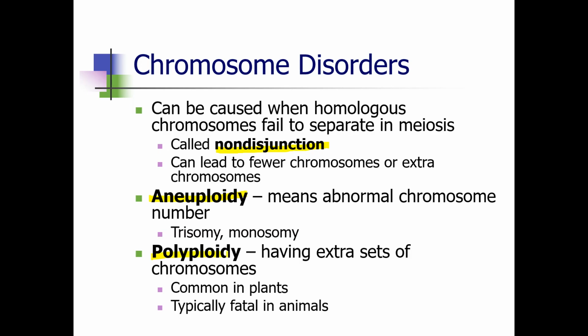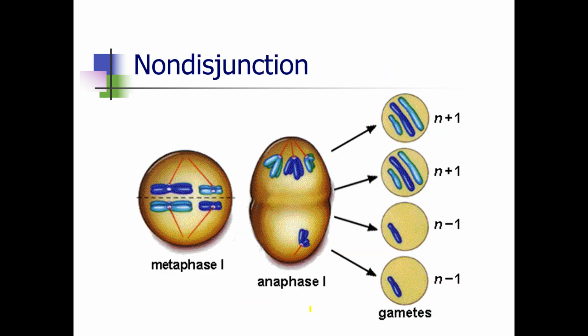And then you could have polyploidy where you have extra sets. Now, this is not common in animals at all. We don't see this in humans. It's normally fatal in animals, but it's pretty common in plants, and a lot of times it makes them bigger and stronger. But this would be having like a whole extra 23 chromosomes or a whole extra 46 chromosomes. And in animals, that just leads to too many genetic differences, and so it never results in a living offspring.